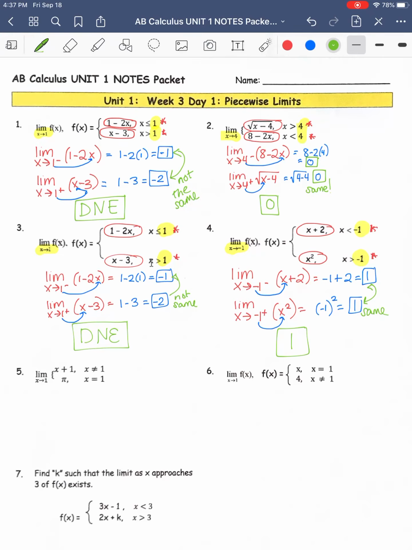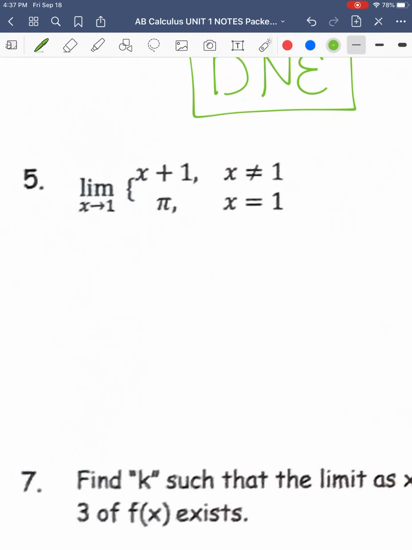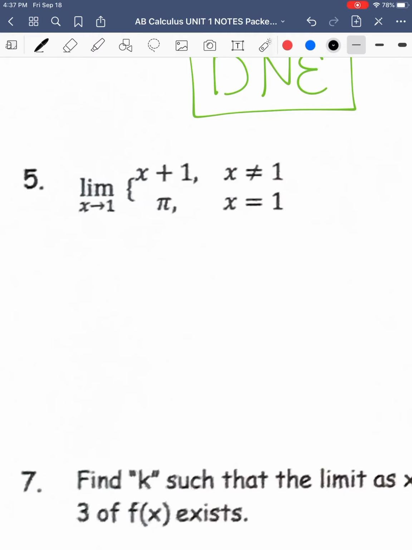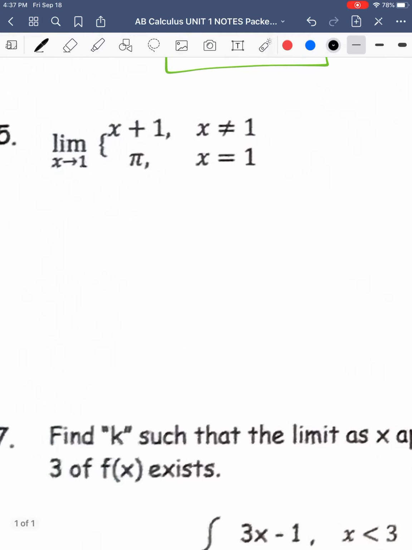Problem 5 and 6 are a little bit different. So problem 5 is piecewise, but it does not say less than and greater than. It says does not equal and equal. And so we might say, okay, well, how do we do this? Well, I want you to think about how we evaluate a limit for a moment. This question is asking us, what is the limit as x approaches 1? Well, what we know is that when x is 1, my y value is pi, which is about 3.14. So I have a dot or a point right up here.